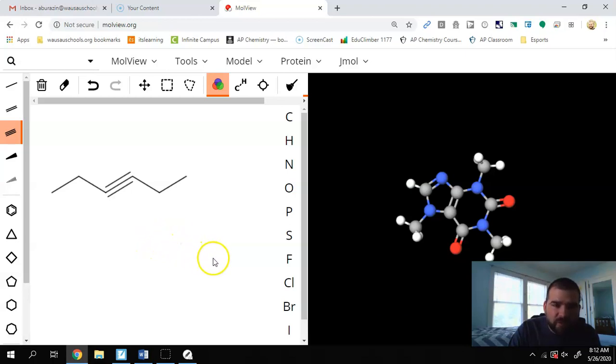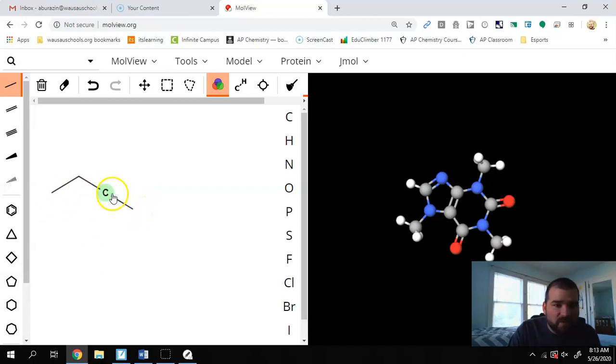But there's one problem with the way I've drawn that. The bond angles around a triple bond are linear. So this little angle that way and this angle downward are actually incorrect. So I'm going to do this slightly differently. I'm going to go and keep this linear right there over that section.